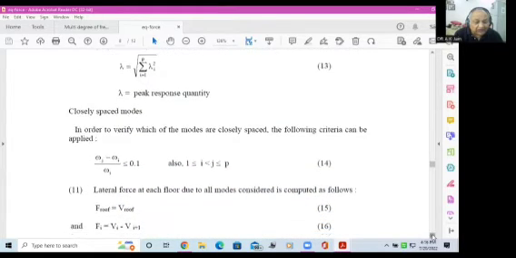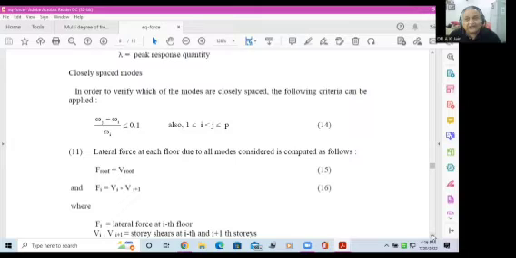Closely spaced modes. How do we define what is a closely spaced mode? In order to verify which of the modes are closely spaced, the following criterion can be applied. Omega j minus omega i upon omega i is less than 0.1. Also, 1 is less than i, less than j, less than p. Okay, so if this condition is satisfied, then you know that it is a closely spaced mode.